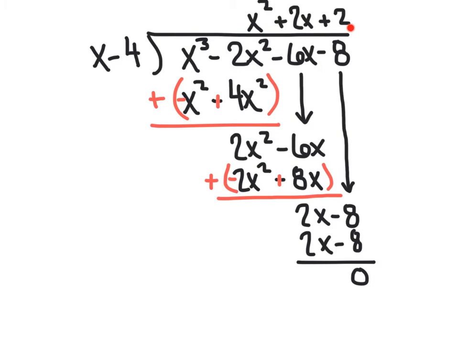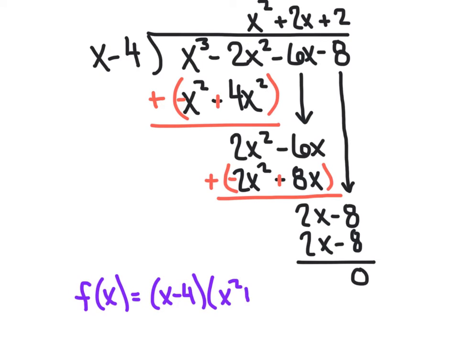2x plus 2. So what we could say now is that f of x is now equal to x minus 4 multiplied by x squared plus 2x plus 2. Now, if it was our lucky day, this quantity right here would factor, but it's not factorable. So my next best option is to use the quadratic formula.